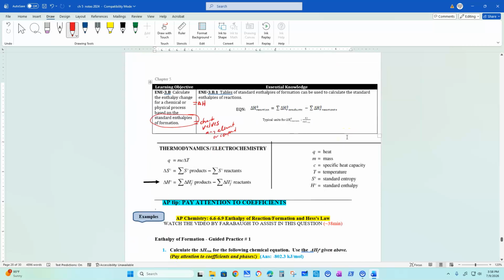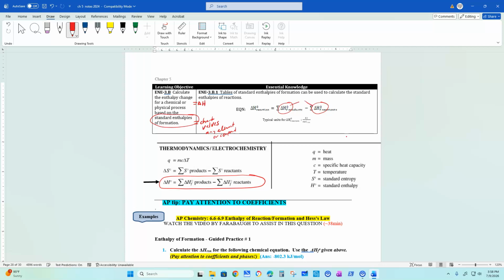So how do we calculate it? Well, AP gives us some love, and I know it looks like a mean equation, but it's actually very simple and fun. We take the tables of the standard enthalpy of formation and we can use them to calculate the enthalpy of reaction. So these values right here, how are formation and reaction similar to each other?